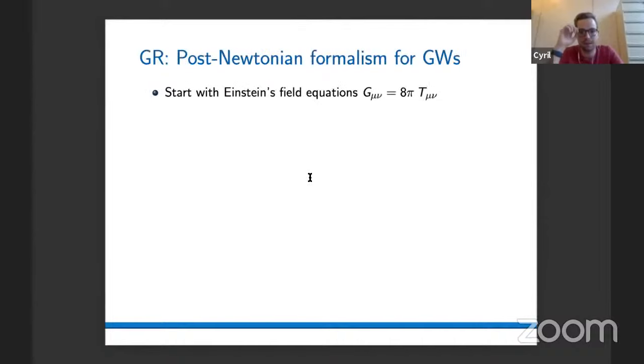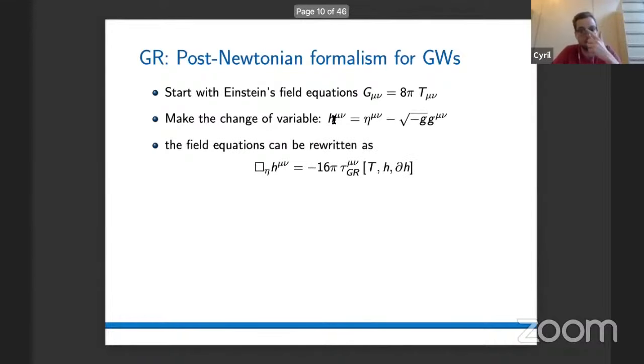But first, let's start with general relativity. To find the gravitational wave in general relativity, we use the post-Minkowskian formalism. We start with the Einstein field equation, and we make a change of variable. Instead of taking the metric as our main variable, we take this h mu nu, which I call in this presentation the gravitational field. If you make this change of variable, you find a wave equation.